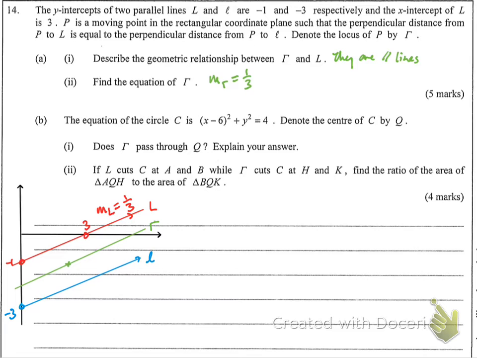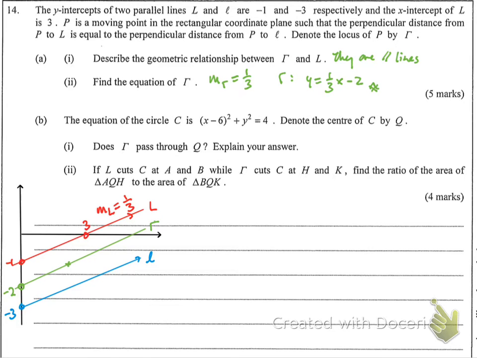If we need the slope, then we also need the y-intercept. Do you have any idea about this y-intercept? We did something similar before. We know that the green line is in the middle between the red and the blue. So this naturally is -2. So the equation of gamma will be y = mx + c, that is y = 1/3 x - 2. That is the answer. That is the equation of gamma.